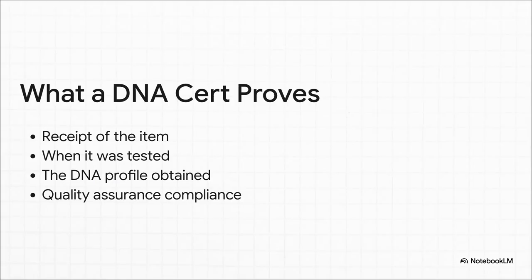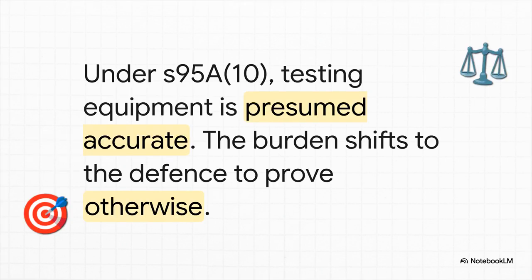So what does this magic certificate actually do for the prosecution? It proves 4 key things: the chain of custody, that the sample got to the lab on a certain day, that it was tested on a certain day, the DNA profile they got from it, and, this is a big one, that the lab followed all its quality assurance procedures. It just streamlines the whole process, so you don't have to call every single lab tech who so much as looked at the sample. And here's the real kicker.